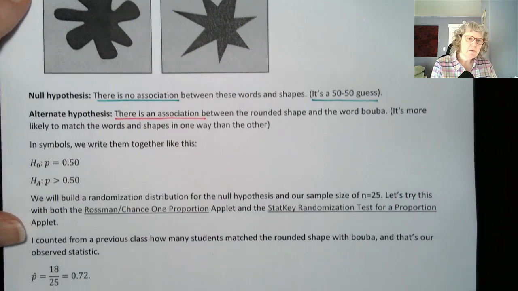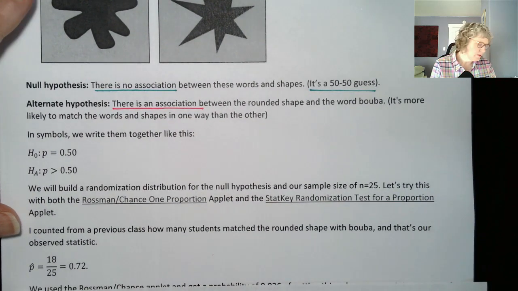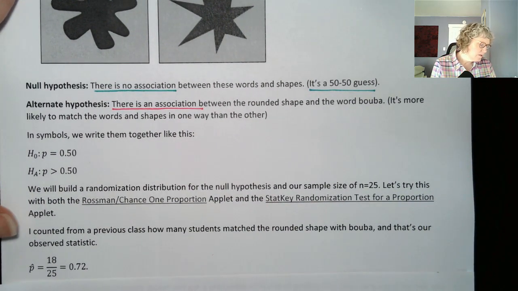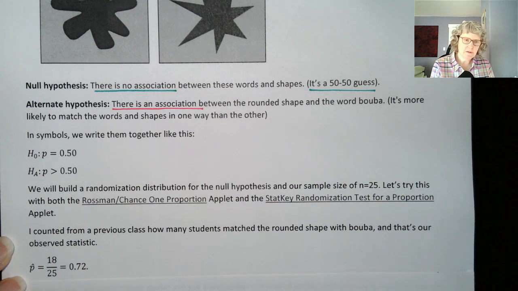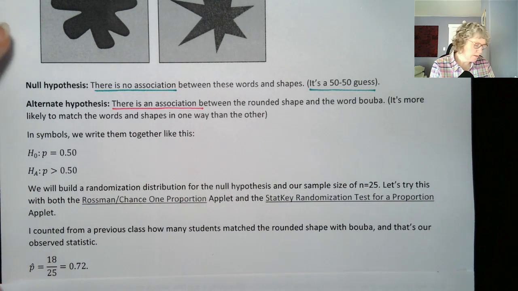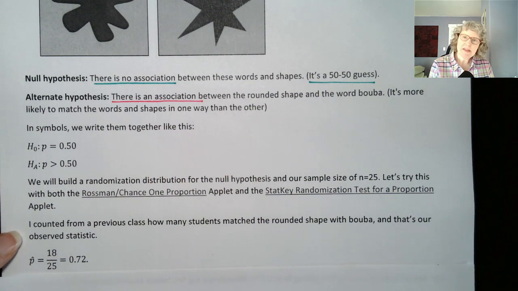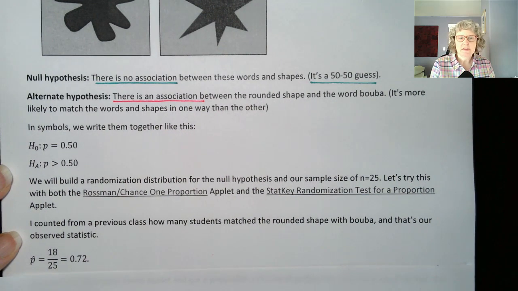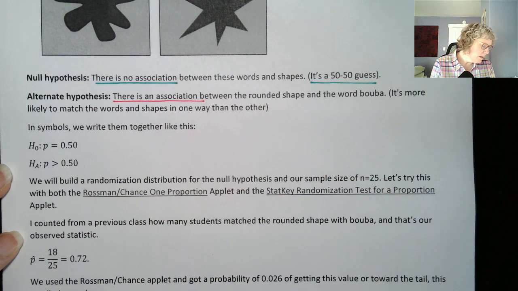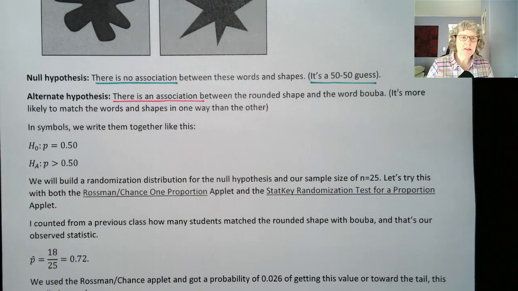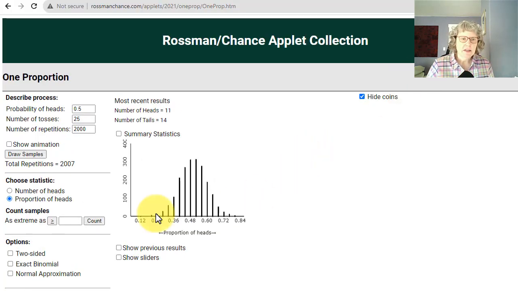And then from a previous class, I had mentioned that there was an observed statistic of 18 out of 25. And this is a p-hat because it's a sample proportion. So you could say sample statistic. Often in a test we'll use the word observed. So observed statistic. That comes from our sample. And then let me remind you how we got our probability.